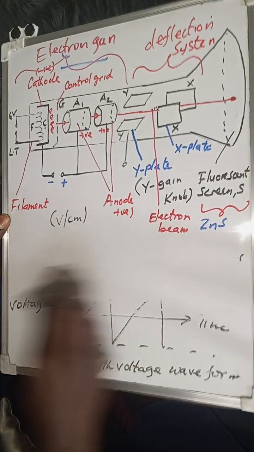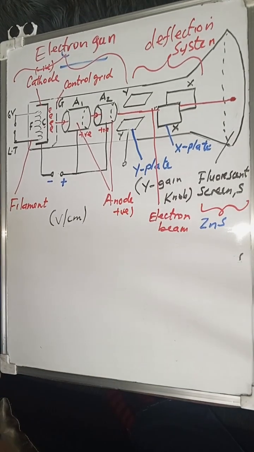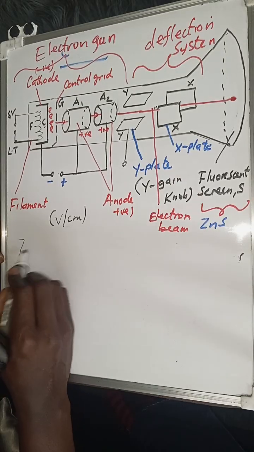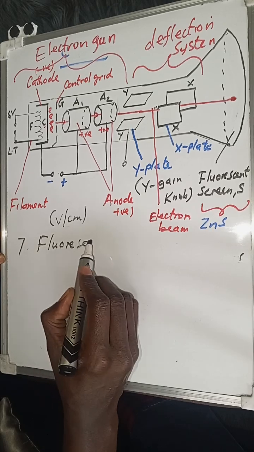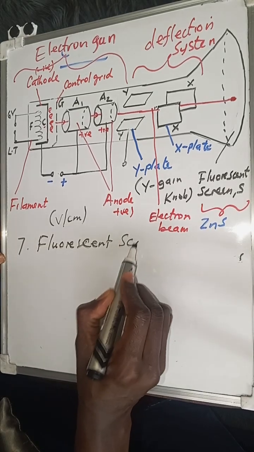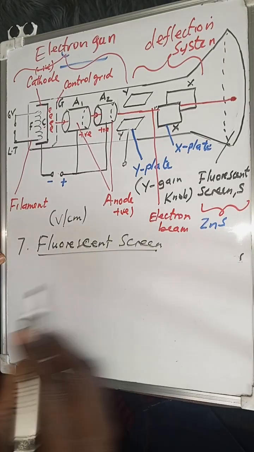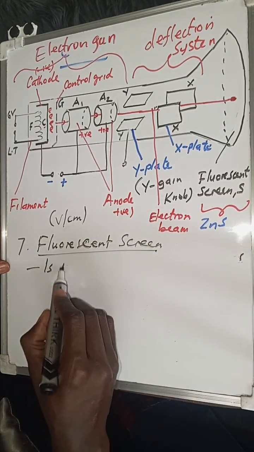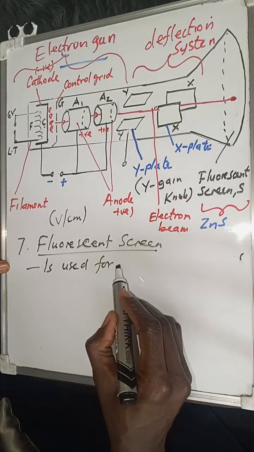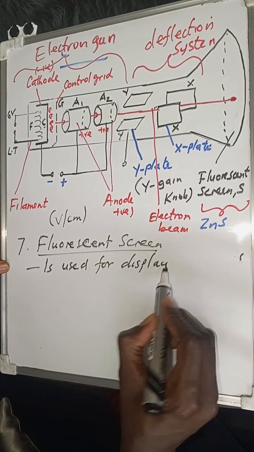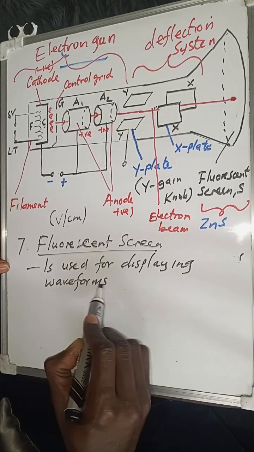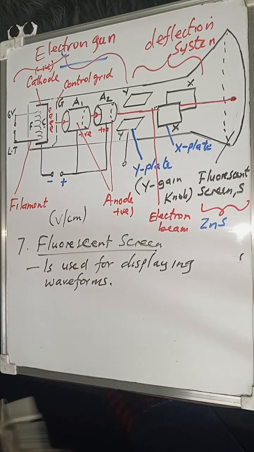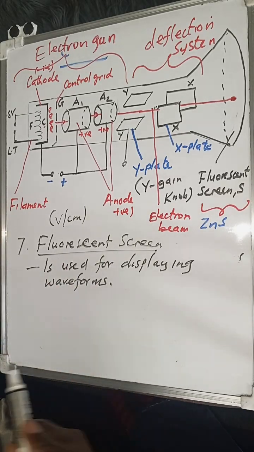So let's conclude with the last one that we have there, which we are calling the fluorescent screen. I believe that should be 7. So let's go to the fluorescent screen. What does the fluorescent screen do? Well, the fluorescent screen is used for displaying waveforms or pictures, so to say. That is the job of the fluorescent screen.